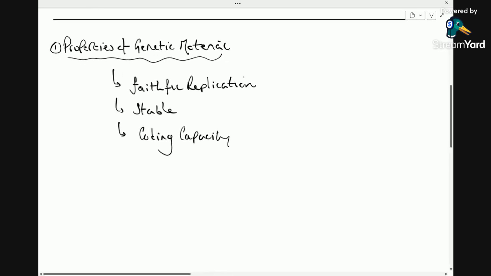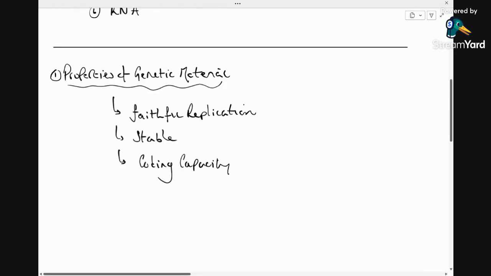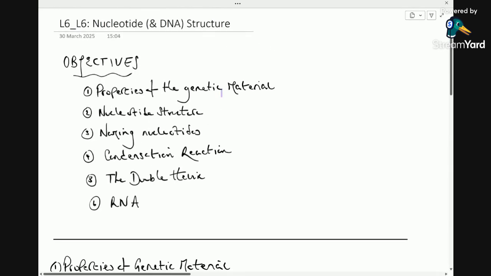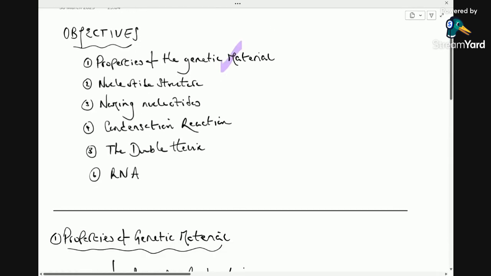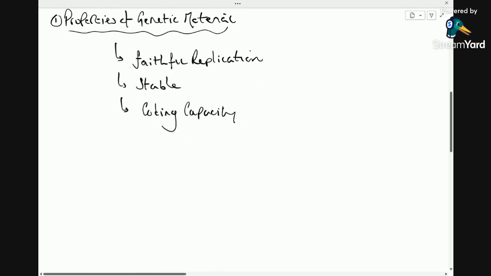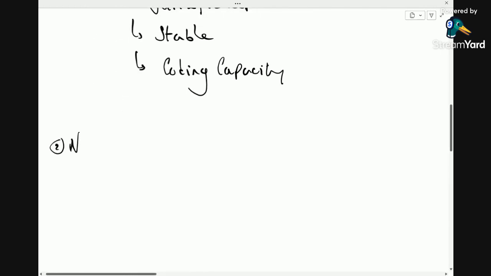So those are the three things that DNA has. We now know it's DNA, but back in the day, people thought that it was potentially proteins. So that's objective number one, nice and easy, fairly quick. Number two is to look at what a nucleotide looks like. So number two, nucleotides.